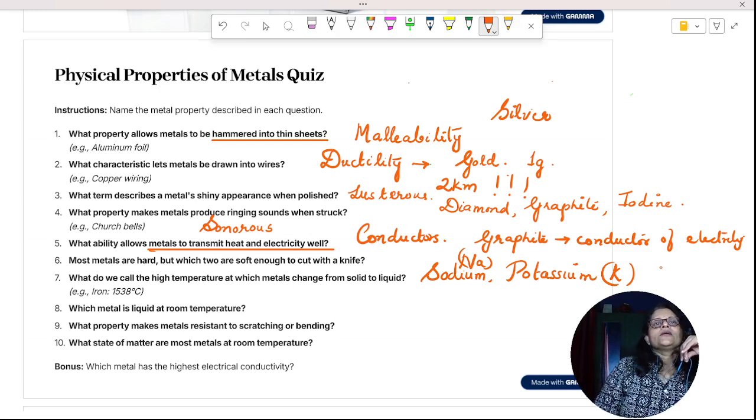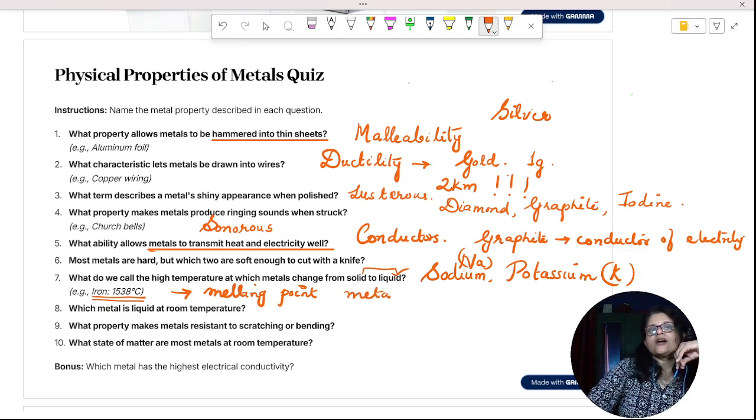Okay. So, seventh question. What do we call the high temperature at which a metal changes from solid to liquid? Iron has 1538 degrees Celsius. You need to heat it, then only it will change into liquid state. Yes, it's the melting point. So the melting points of metals are usually very high.